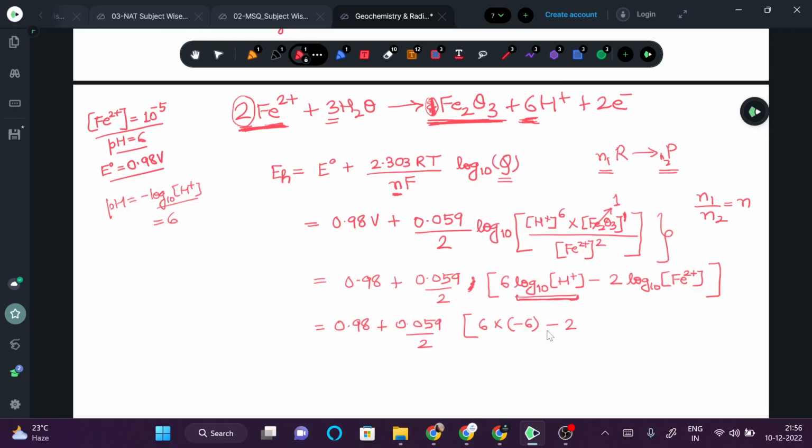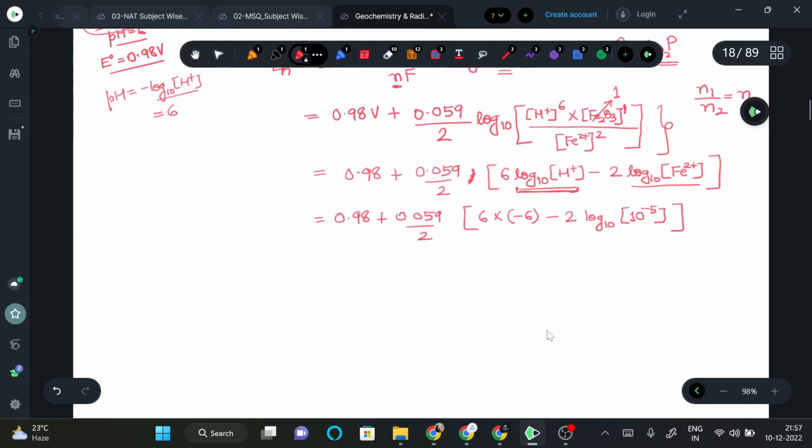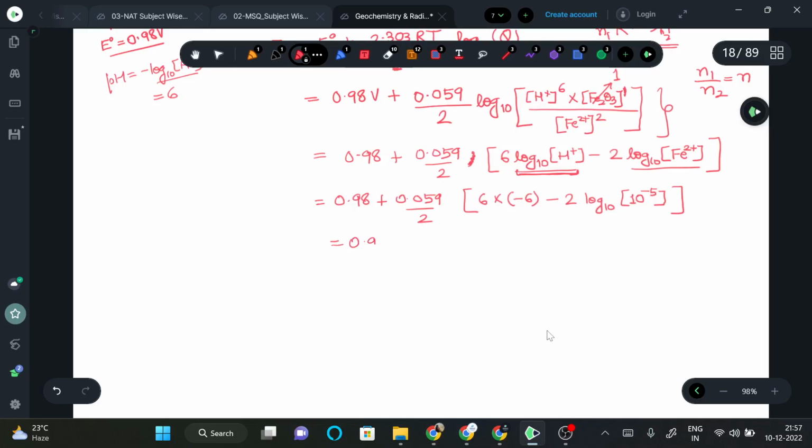Again, what will we have here? Log base 10 Fe2 plus. Fe2 plus concentration, we know it is 10 to the power minus 5. Look at the left side top corner. So it will be log base 10 of 10 to the power minus 5. Okay. These are now just simple arithmetic calculations, nothing else. The only thing was about n, and if you know the basic concepts of calculating Q, and obviously remember the Nernst equation, you can easily solve this question.